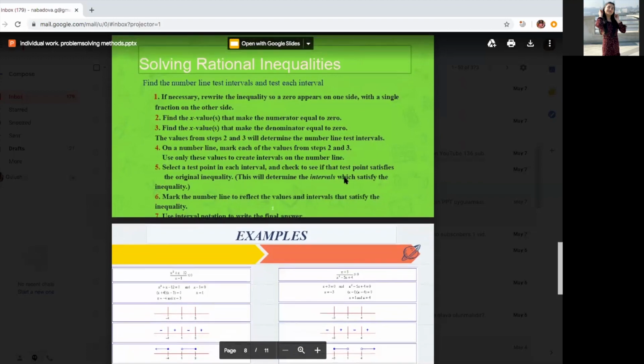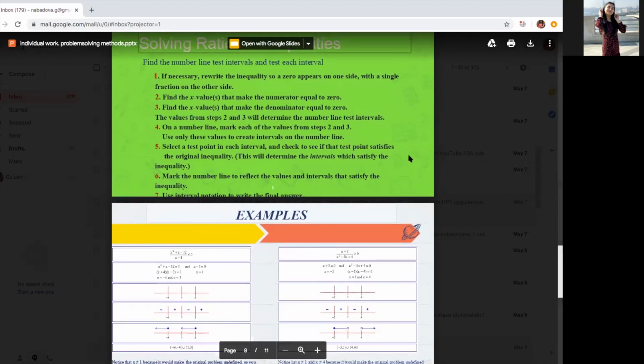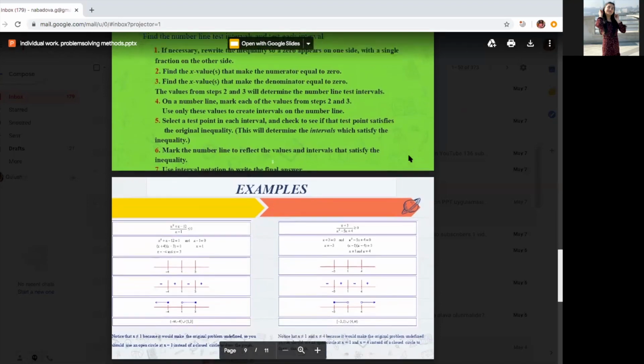First, if necessary, rewrite the inequality so a 0 appears on one side with a single fraction on the other side. Second, find the x value that makes the numerator equal to 0. Third, find the x value that makes the denominator equal to 0. Fourth, test intervals. On a number line, mark each of the values from steps 2 and 3. Use only these values to create intervals on the number line.